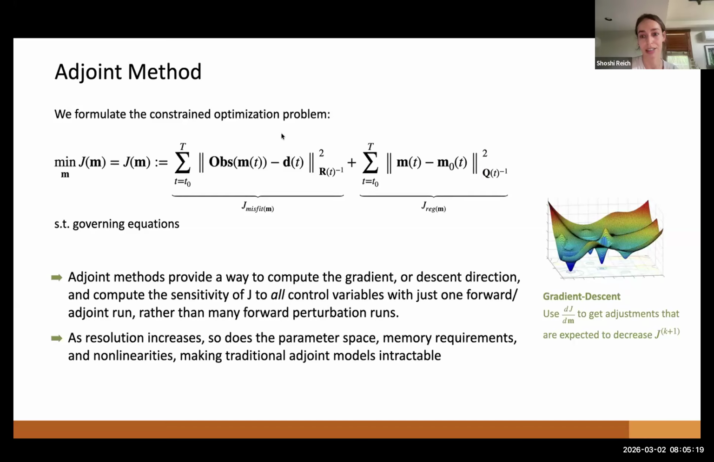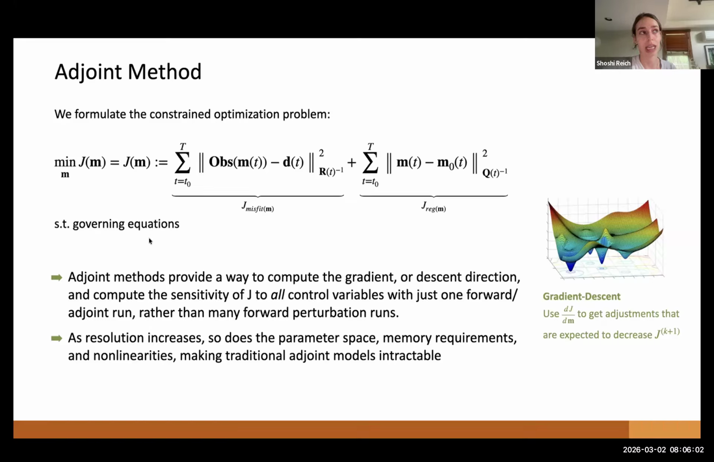The adjoint method, this might be just a refresher for some of you. We formulate this constrained optimization problem. We define our cost, in this case I'm calling it J, comprised of our model data misfit and some regularization term. We want to minimize our cost J with respect to some parameters or control variables, here I'm calling them M, subject to our governing equations. Adjoint methods give us the gradient or descent direction in our gradient descent, and they're really nice because they give us the sensitivity of our cost to all of our control variables in just one forward adjoint run instead of having to run many perturbation runs.